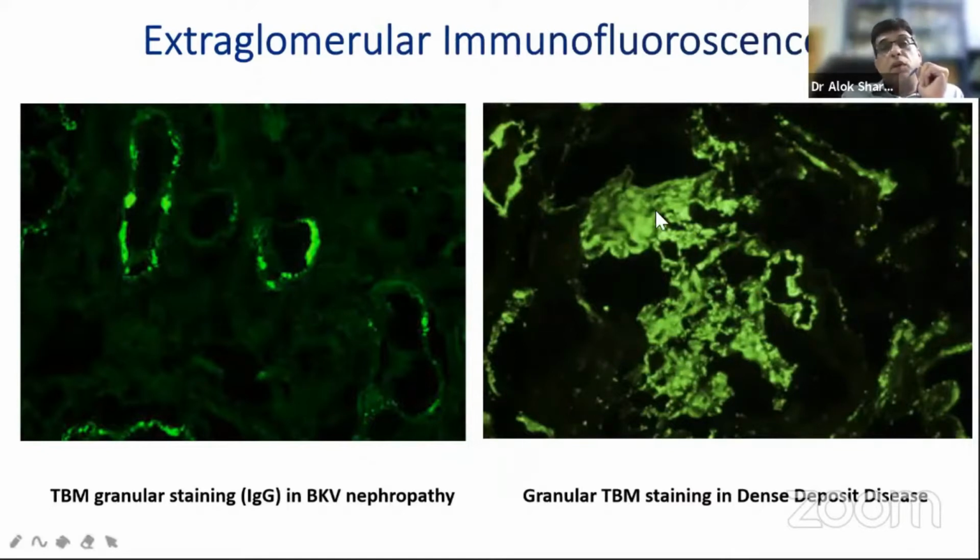The right picture shows a glomerulus with intense C3 staining, and if you look carefully, there are deposits also along the tubular basement membrane.